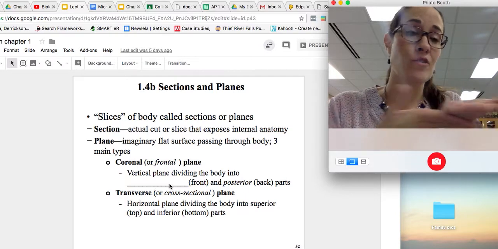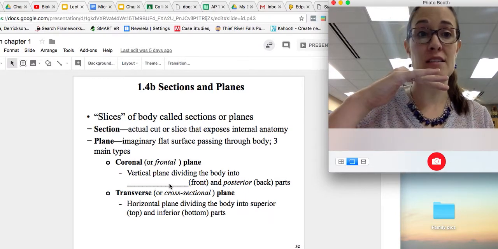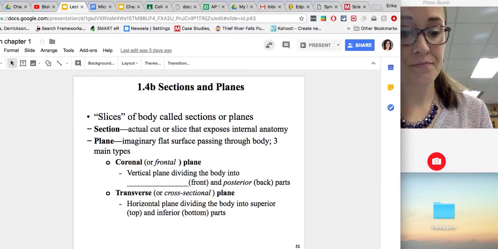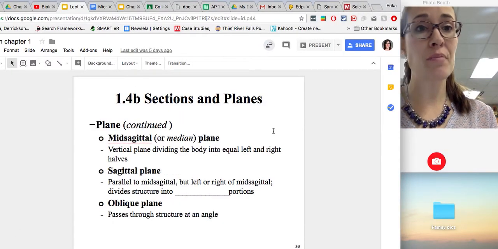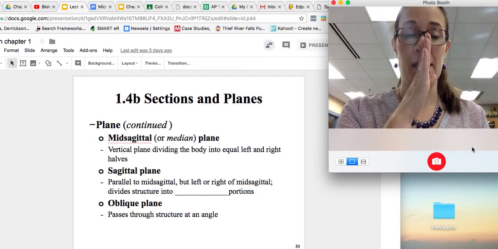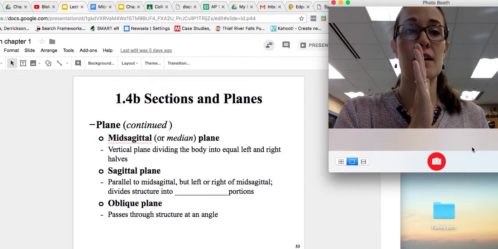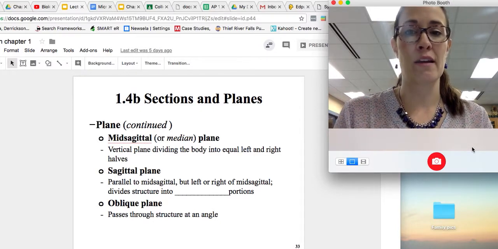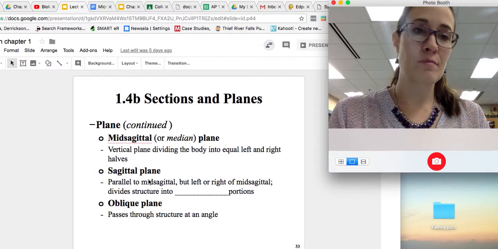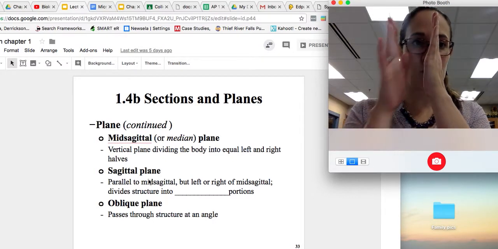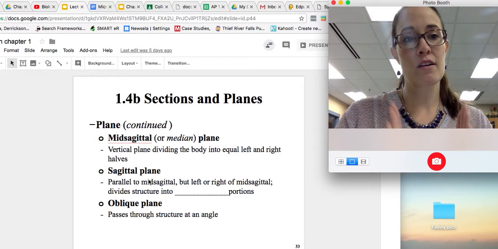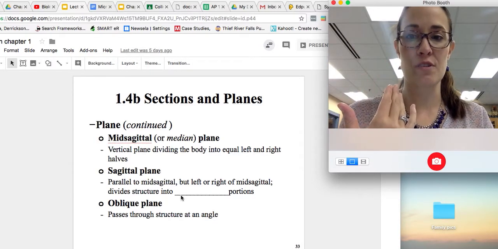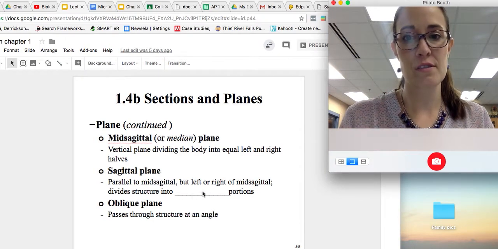Another plane is called a transverse plane that divides the body into the top, or the superior, and the bottom, or the inferior. Another main plane is called the mid-sagittal plane that divides the body into equal right and left. Parallel to the mid-sagittal, you can have parasagittal cuts that also divide the body from top to bottom, left and right, but they're not equal portions, so they're unequal portions.